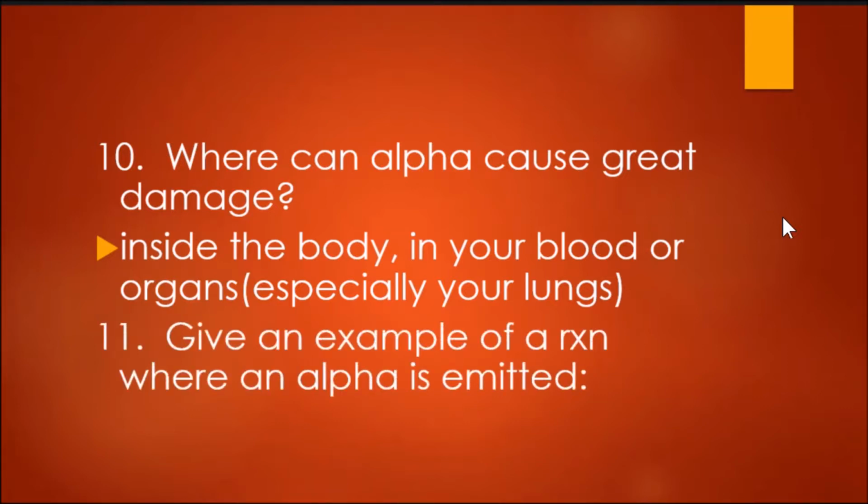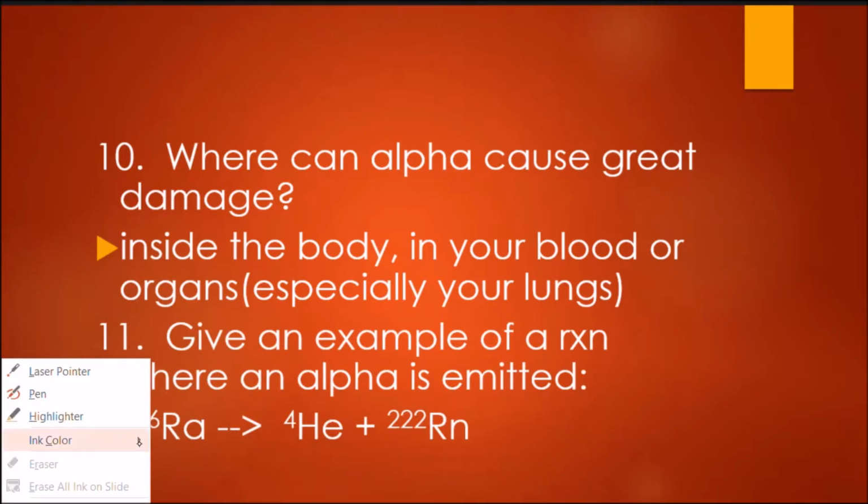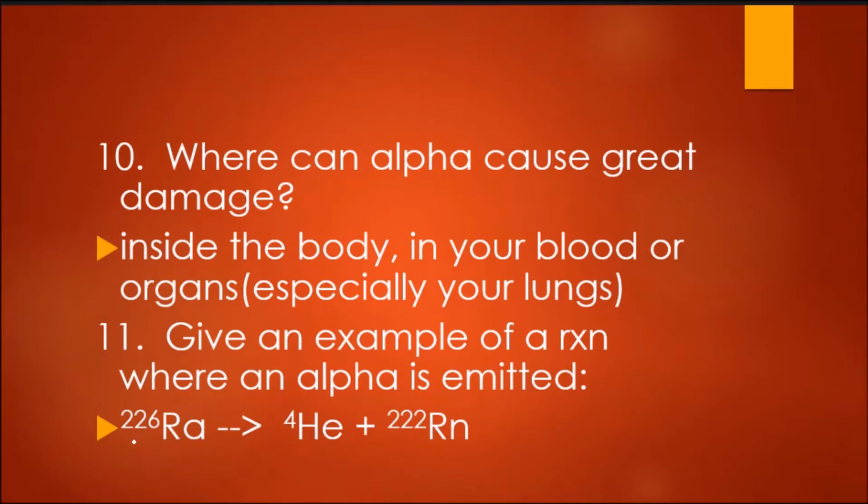Give an example of a reaction where alpha is emitted. Let me give you the bottom numbers because those are useful as well. I should have given you the bottom numbers here. So radium is number 88. This is number 2, and this is number 86. You're going to love how to balance these equations because all it is just addition and subtraction. Imagine the arrow means equals. Does 226 equal 4 plus 222? Does 88 equal 2 plus 86?